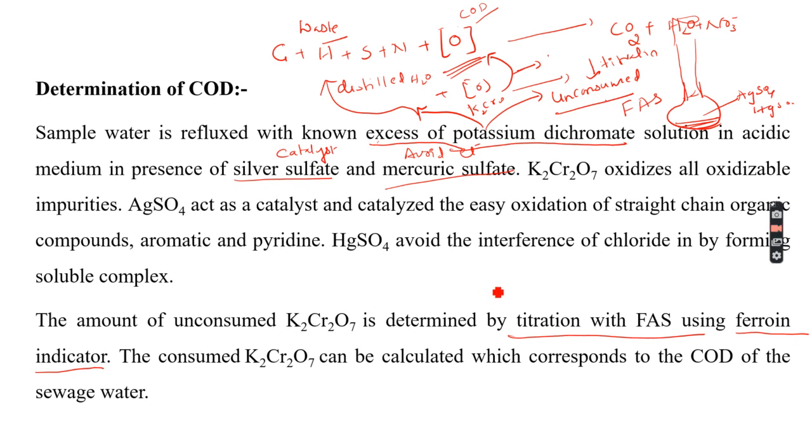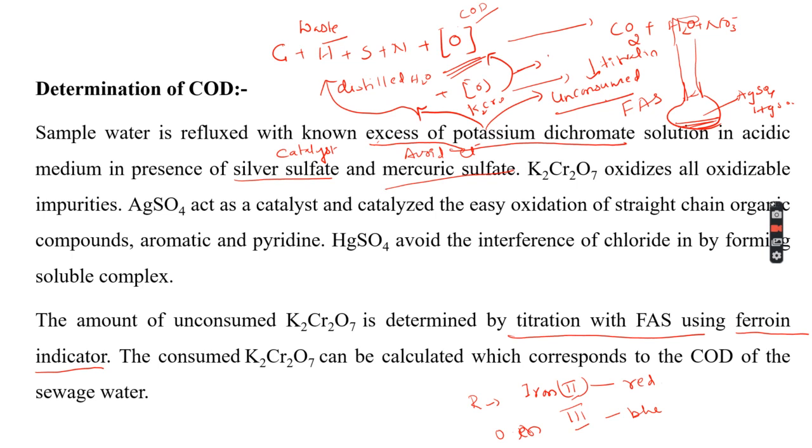So the 1,10-phenanthroline iron complex, when it is in the 2+ state, imparts a red color. When it is in the 3+ state, that is in the oxidizing environment, it imparts a blue or bluish green color. In a reducing atmosphere, it imparts red color. So when the color changes to red, that indicates all potassium dichromate has reacted and been reduced by ferrous ammonium sulfate. First we detect the unconsumed potassium dichromate in terms of FAS.